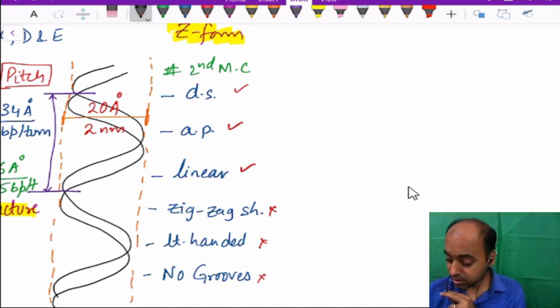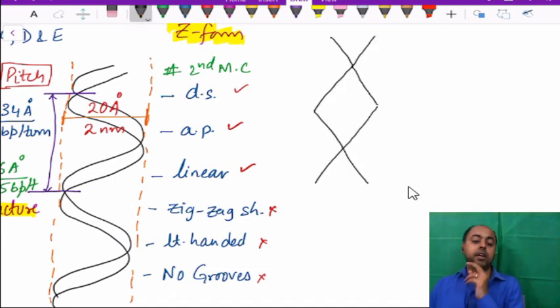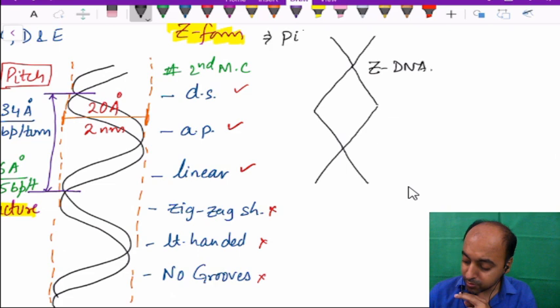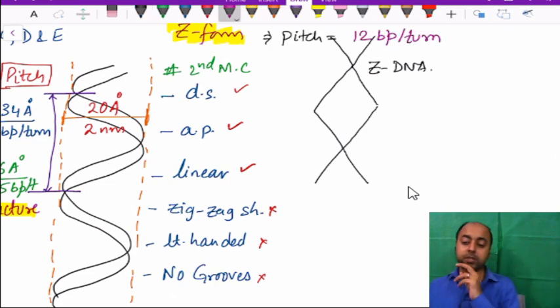If you look at the structure, that is why we call it the zigzag structure, and from where we get the name Z DNA. The pitch of Z DNA is 12 base pair per turn. The pitch of the Z form is 12 base pair per turn.